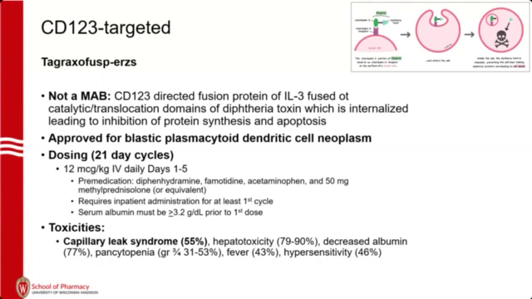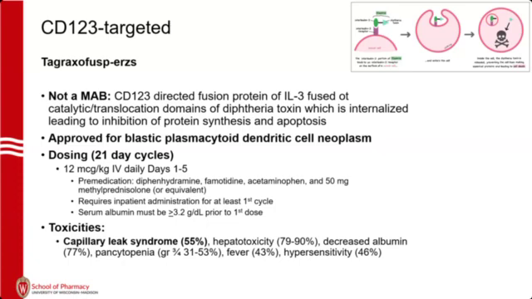It's internalized, leading to internalization of those cells that express CD123, leading to inhibition of the protein synthesis pathways and apoptosis of those targeted CD123 expressing cells. This is FDA approved in a relatively rare malignancy, the blastic plasmacytoid dendritic cell neoplasm. That is its current and only FDA approval. Dosing is here on the slide.